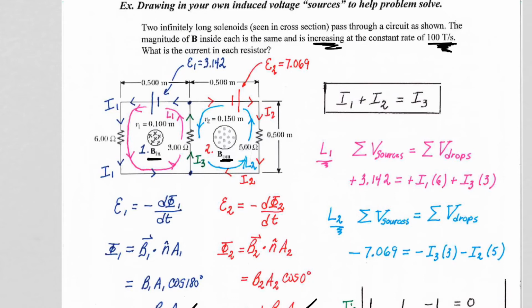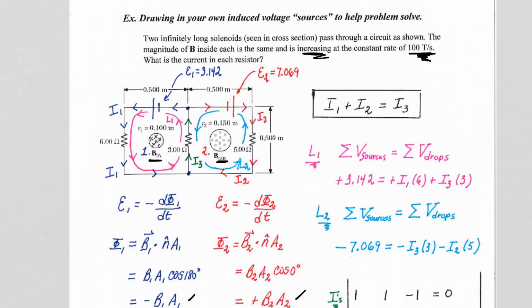and nature wants to stop that increase, so it makes I induced in this sense, to make B field come out of the paper. So I'm going to draw in my induced voltage and put the value in that I was given, and just put that battery in there, even though it doesn't really exist. I'm going to assign it that value and put it in there.